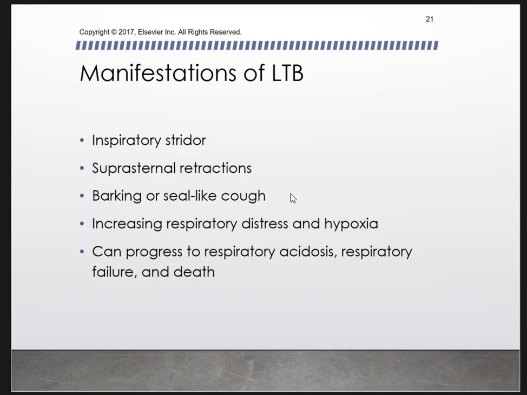Okay. Now, if it's not treated and managed, then we're going to start moving into respiratory distress and hypoxia because, again, obstruction, not getting enough air. And then if it's truly not managed and it progresses, because that inflammation is not going to stop without something to pause that process, we're talking about leading to respiratory acidosis, respiratory failure, and death.